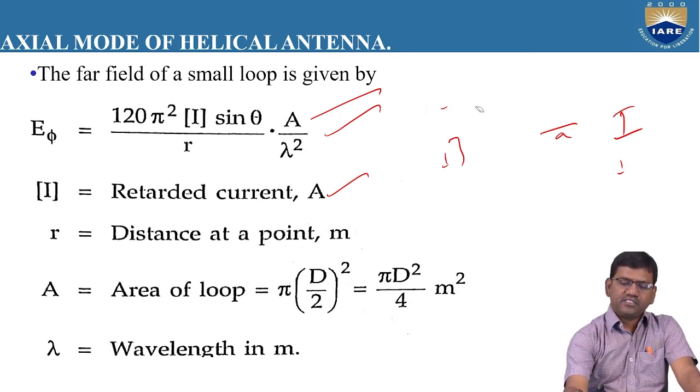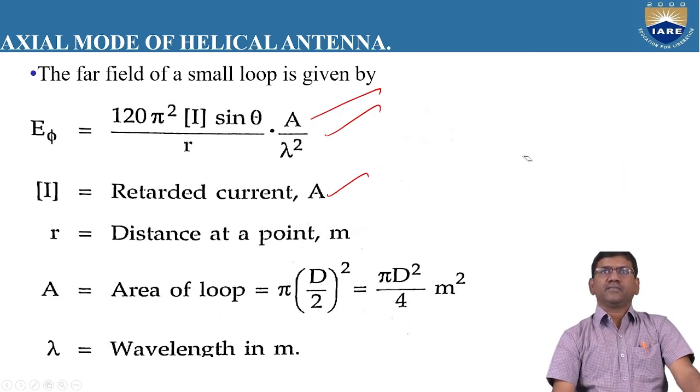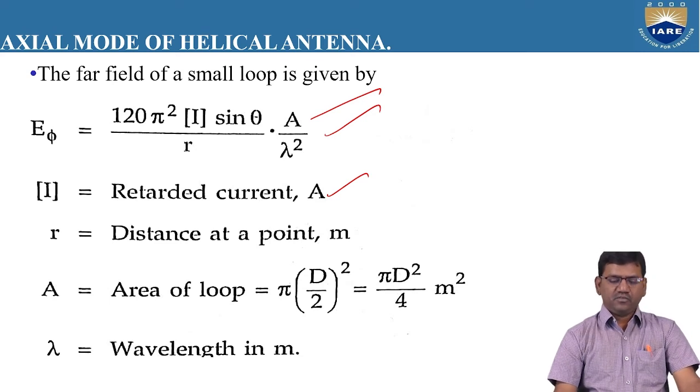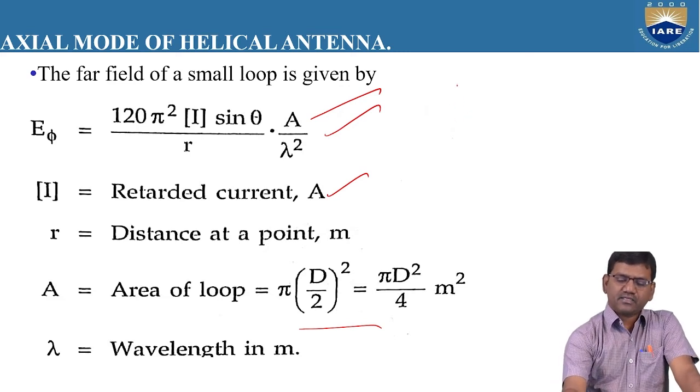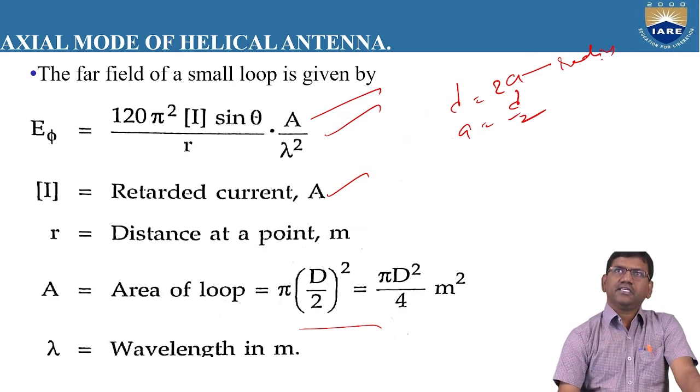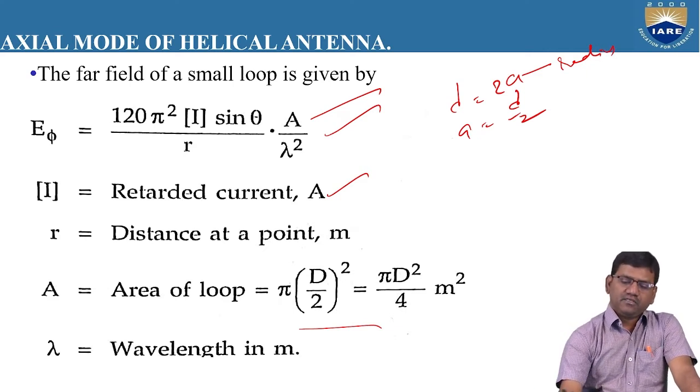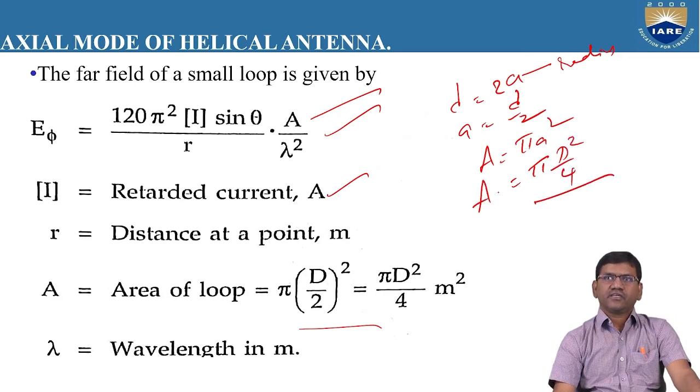And R is the distance at an observation point, the distance where the field is produced from the antenna, and A is the area of the loop. We can also represent it in terms of the diameter. We know that diameter D is equal to 2a, where a means radius, and radius is equal to D by 2. So the area A is equal to pi a square, which is pi D square by 4. So we can also represent area in terms of diameter as A equal to pi D square by 4.